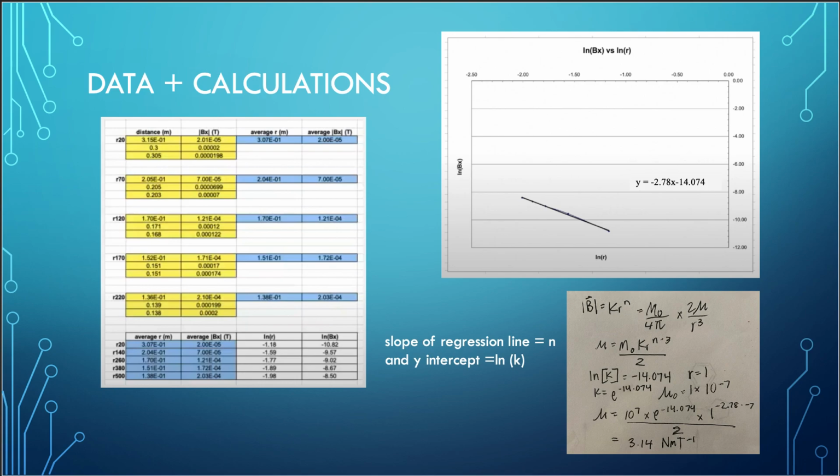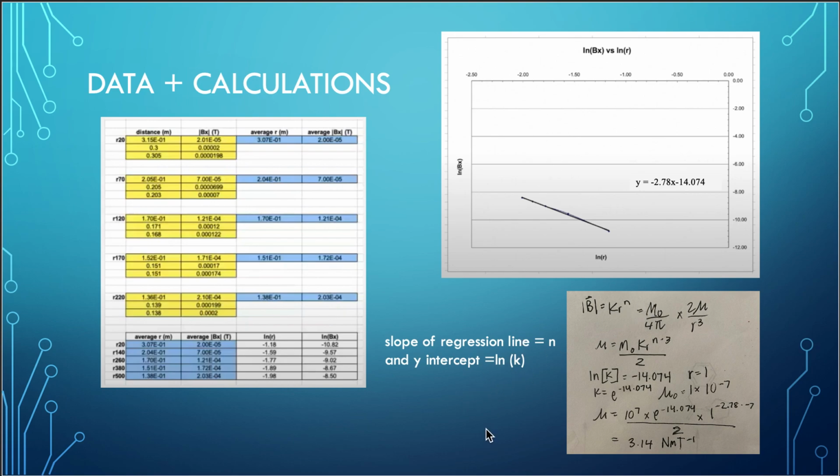So this Excel sheet shows the measurements which were used to create this graph. These are the measurements that we got, and then this is the graph that was created from it. From this graph, we're able to calculate n and k, because the slope of the regression line, which is negative 2.78, is n, and then the y-intercept, negative 14.074, is ln k. So if we take the exponential, we can find what k is.